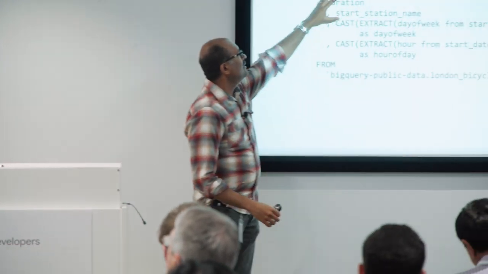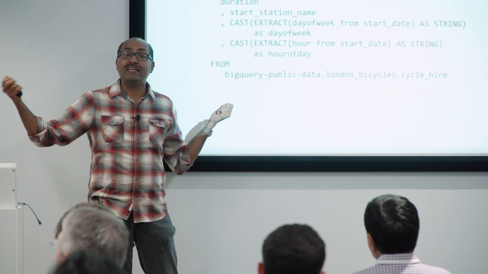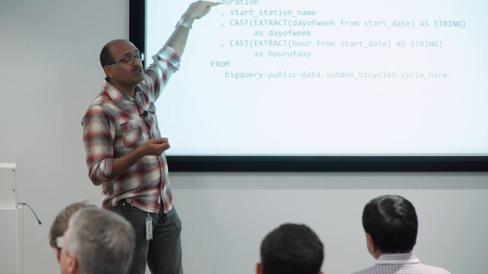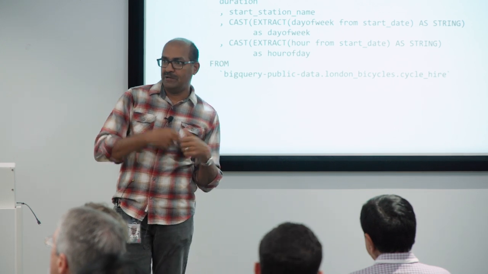So how does this work? Let's say, this is a slightly different problem, but let's say that we have London bicycles, and we want to say, given that somebody's renting a bicycle at a particular station at a particular time, how long are they going to keep it out? So we want to learn how to predict the duration. We want to learn how long they're going to keep the bicycle when they rent it out.